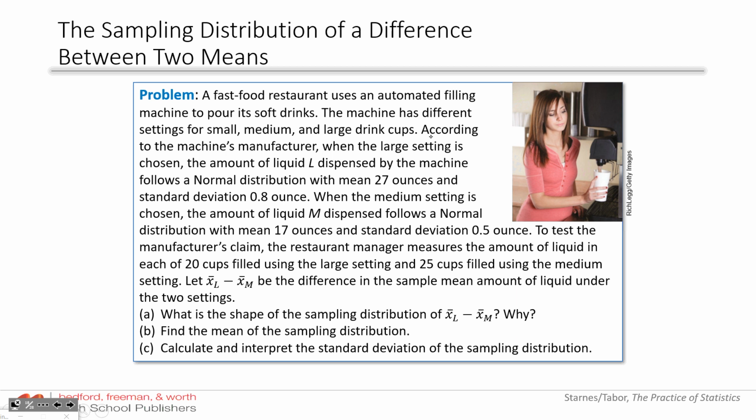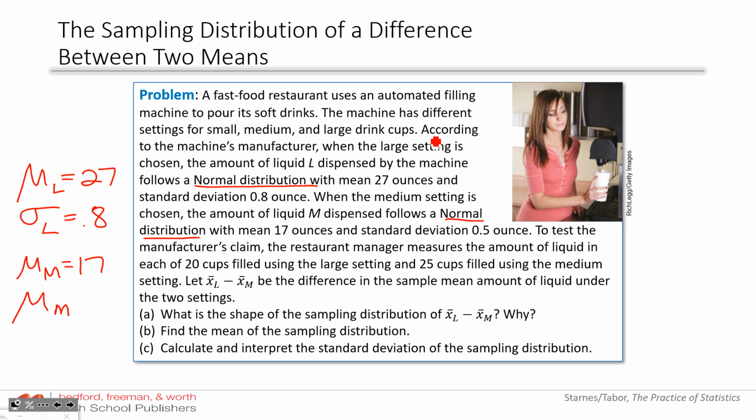According to the machine's manufacturer, when the large setting is chosen, the amount of liquid dispensed by the machine follows a normal distribution with mean 27 and standard deviation 0.8, right? When the medium setting is chosen, the amount of liquid dispensed follows a normal distribution as well, but the mean is 17 and the standard deviation is 0.5, right?